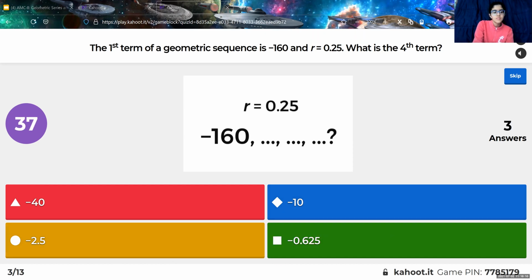You should be able to get this. Remember how you solve to get it. When you're solving for this, you can just do it manually. You can find the second term, then the third term, then the fourth term. So it would be negative blank, then negative blank, then negative blank.